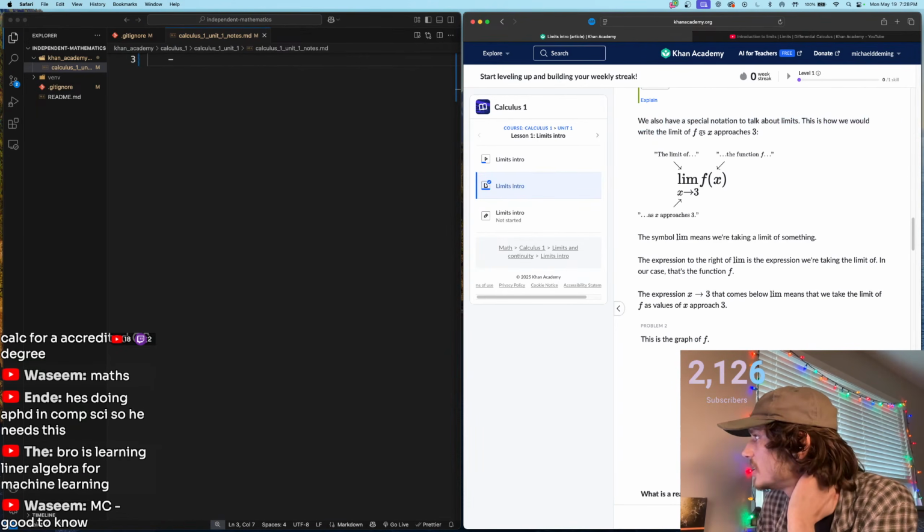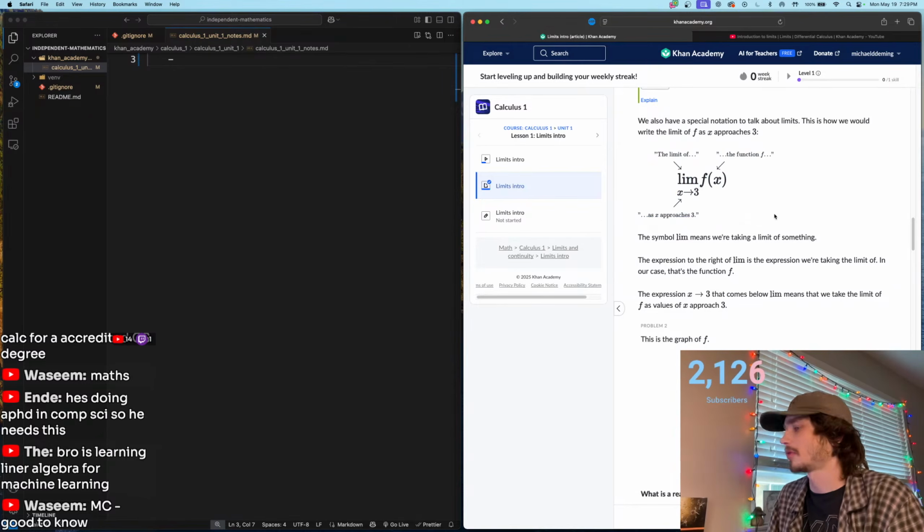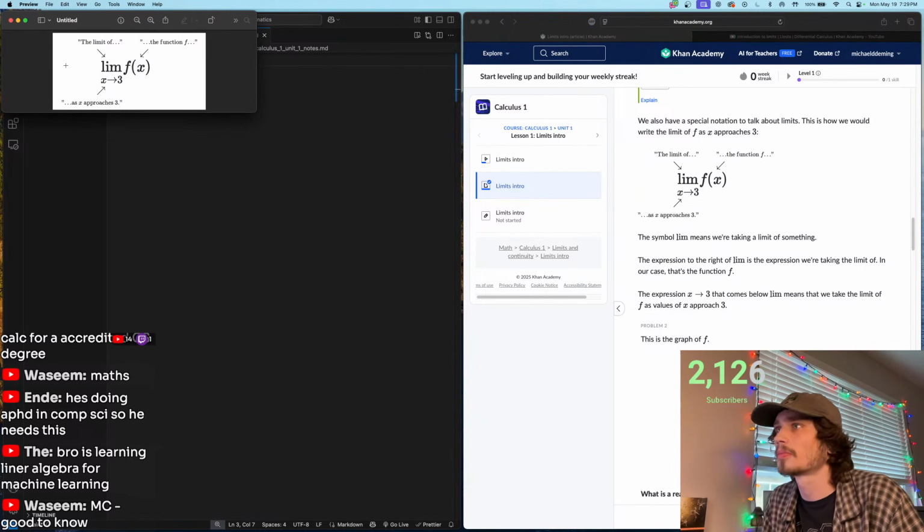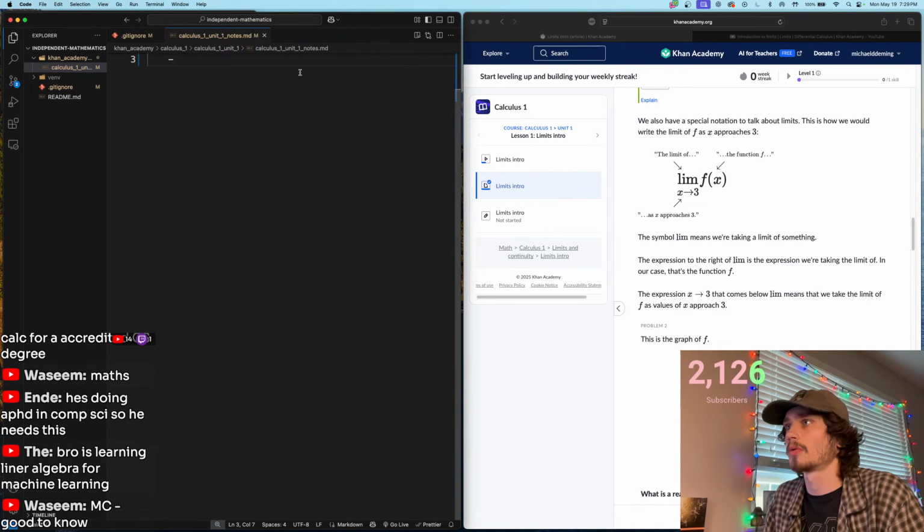We also have a special notation to talk about limits. This is how we would write the limit of the function f as x approaches 3. Okay, so I'm going to take this. We'll paste this right into here.